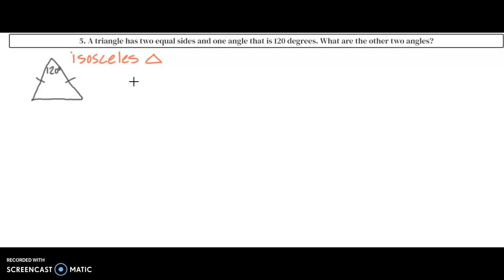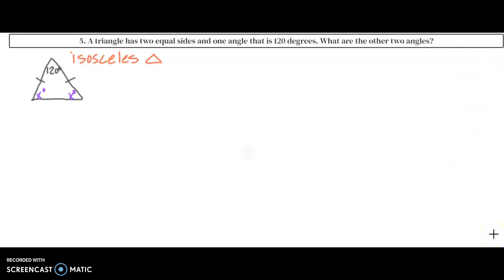Now, because an isosceles requires 2 sides to be equal or congruent to each other, therefore, the angles opposite are congruent. For the sake of space, let me just delete those 2. So therefore, this angle here is x degrees, and this angle here is x degrees. Because the angles opposite of the 2 congruent sides, those 2 angles are congruent to each other.